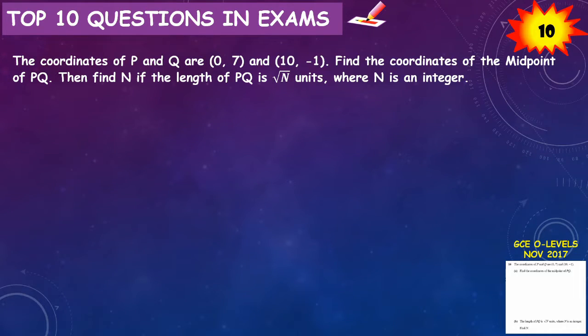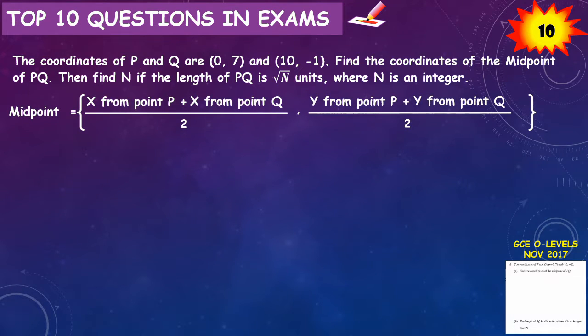Starting off our list at number 10, we have a question from GCE O-levels November 2017 paper. This question combines two subtopics of geometry coordinates. The question itself is not so tough, but a slight slip in concentration can cost you the final answer. The coordinates of P and Q are (0, 7) and (10, -1). Find the coordinates of the midpoint of PQ. Then, find n if the length of PQ is square root n units, where n is an integer.